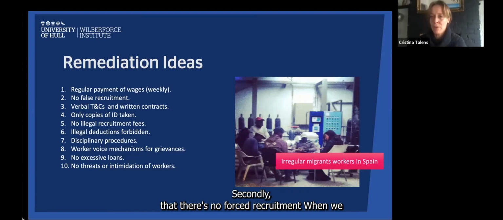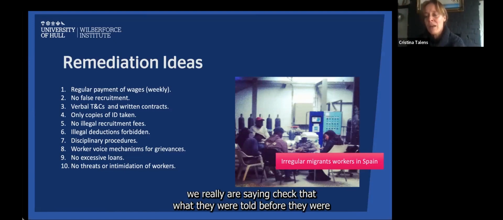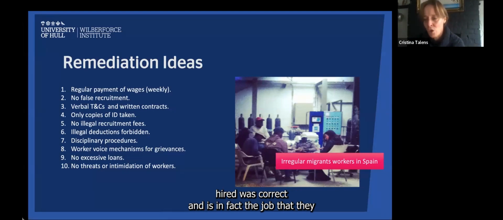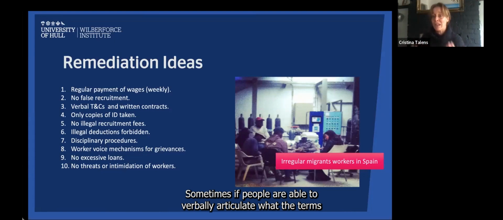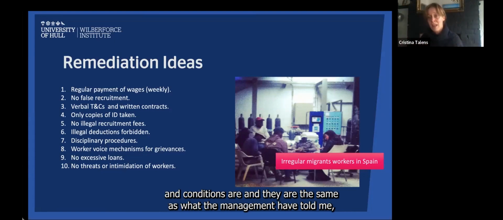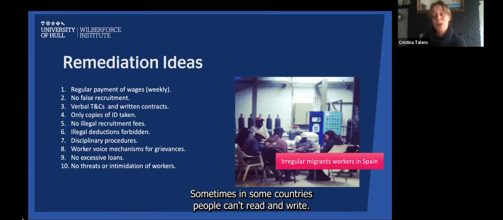Secondly, that there's no false recruitment. When we say try to understand what the terms and conditions are, we're really saying check that what they were told before they were hired was correct, and that it's in fact the job that they were promised and the job that they've been given. That's the verbal terms and conditions and written contracts. If people are able to verbally articulate what the terms and conditions are, and they are the same as what the management has told me, and nobody's breaking the law, it's just a verbal agreement, that is fine. Sometimes in some countries people can't read and write, but I would like them to articulate what they have been told.